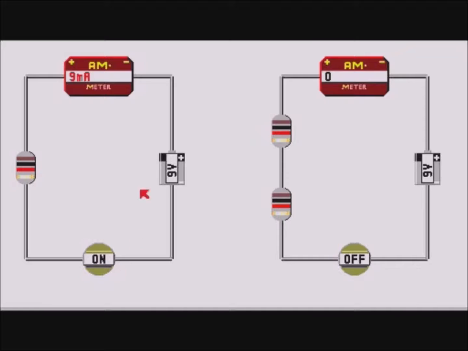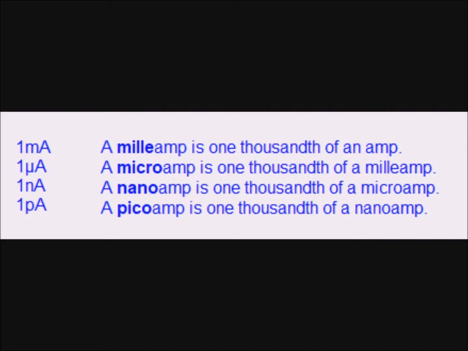Testing the circuit, we see that this is so. In the first case, the current is 9 milliamps, and in the second, it is only 4.5 milliamps, which is half the current. We should mention that a milliamp is 1,000th of an amp. A microamp is 1,000th of a milliamp. A nanoamp is 1,000th of a microamp, and a picoamp is 1,000th of a nanoamp. Therefore, a picoamp is 1/1,000,000th of a millionth of an amp.